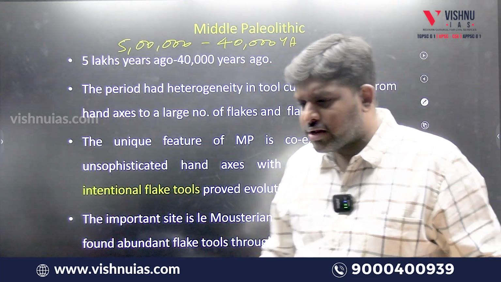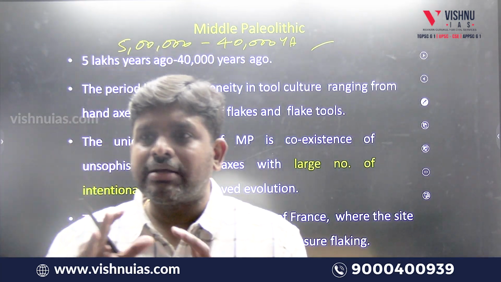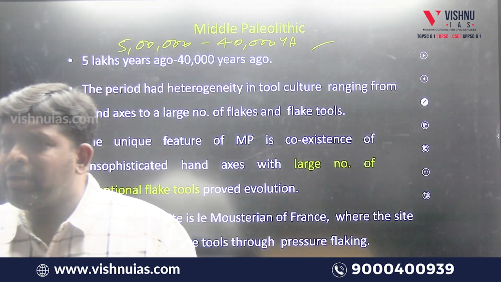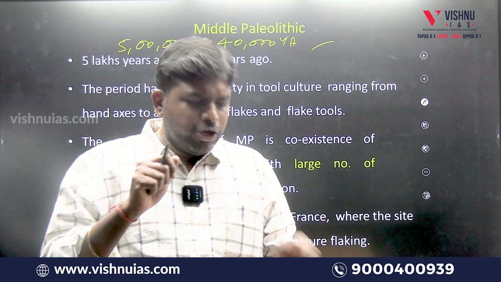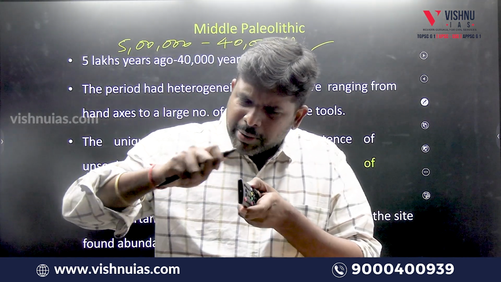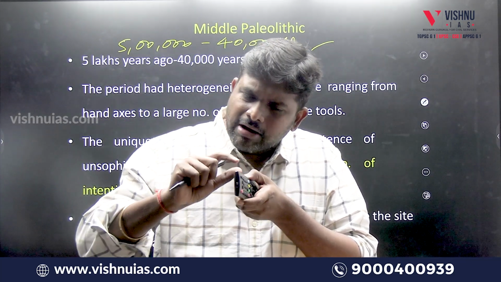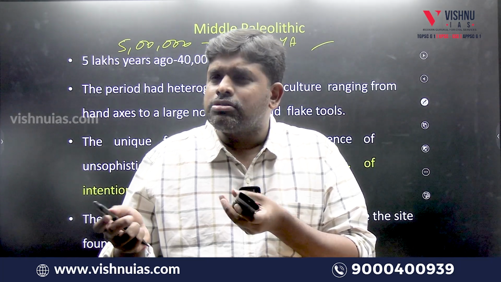So what happened here? Again, man was interested in making hand axes; you have to draw those hand axe diagrams. So in the Middle Paleolithic, he was making hand axes. When he was preparing hand axes, he noticed the residual elements falling down, which we call waste stones.